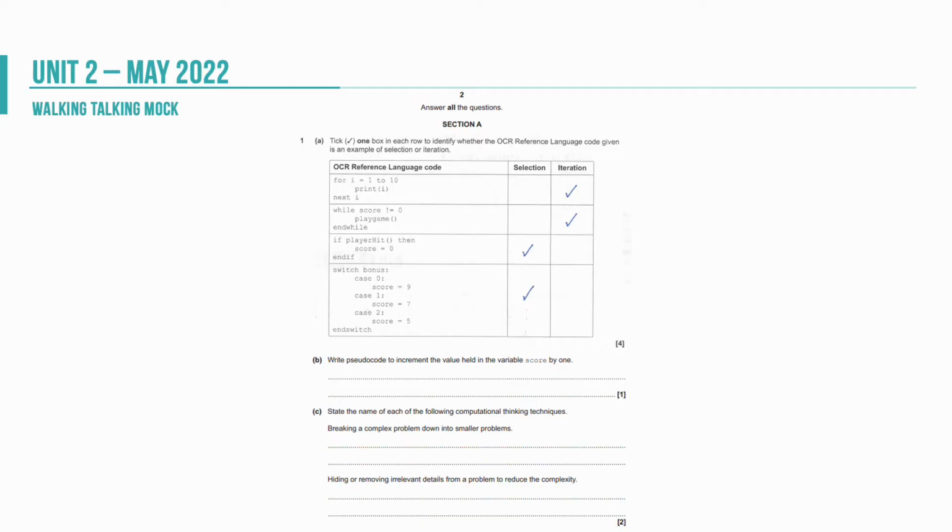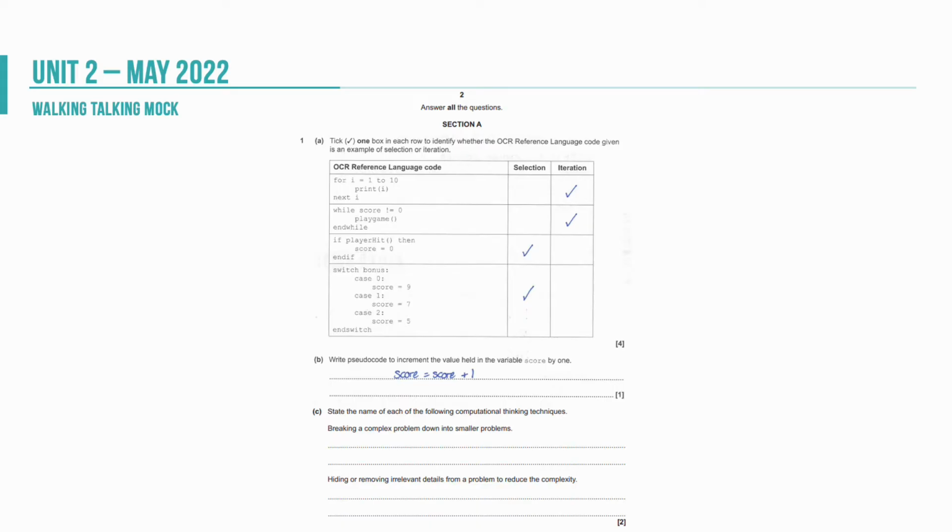We're then asked to write pseudo-code, that's another phrase for OCR reference language, to increment the value held by the variable score by 1. Hopefully this is a fairly straightforward answer. We want to be putting score equals score plus 1. So we take what score was previously set to and we increase that by 1.